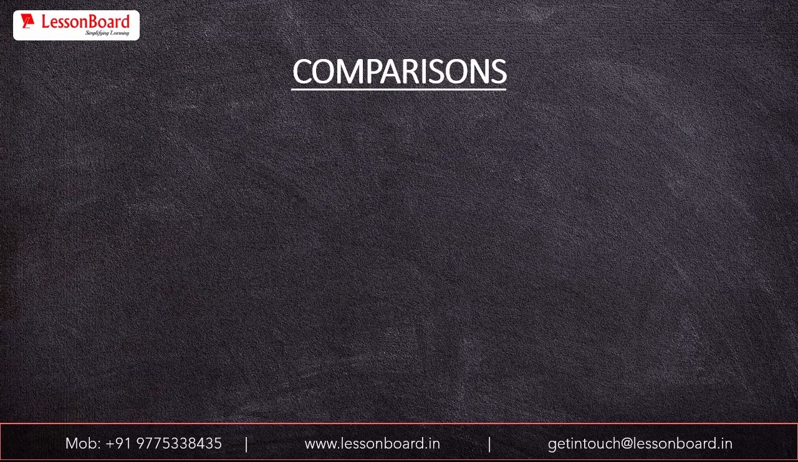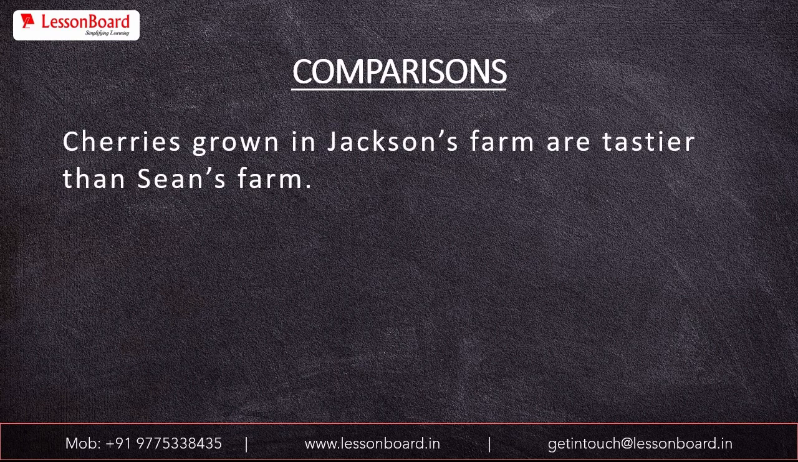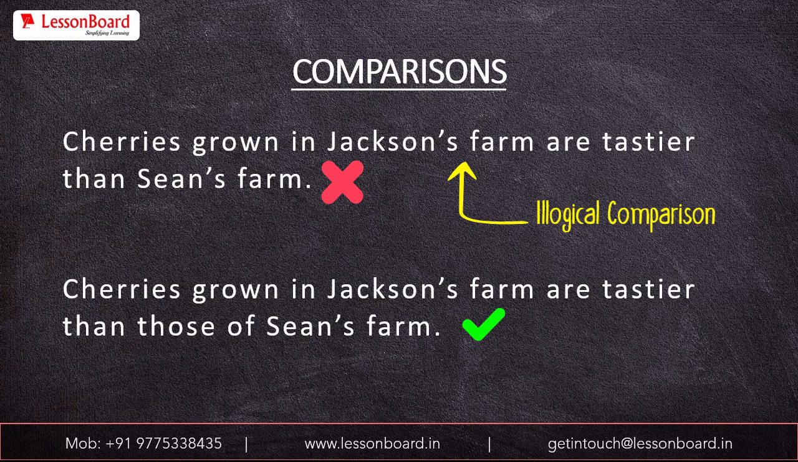Now, let's have a look at a similar example. Cherries grown in Jackson's farm are tastier than Sean's farm. Okay, isn't that ridiculous? How can you compare cherries to Sean's farm? So again, this is a perfect example of illogical comparisons. We are comparing apples to oranges, which we cannot do. We need to compare cherries grown in Jackson's farm to the cherries grown in Sean's farm and not just Sean's farm. So we are going to correct this by writing cherries grown in Jackson's farm are tastier than those of Sean's farm.